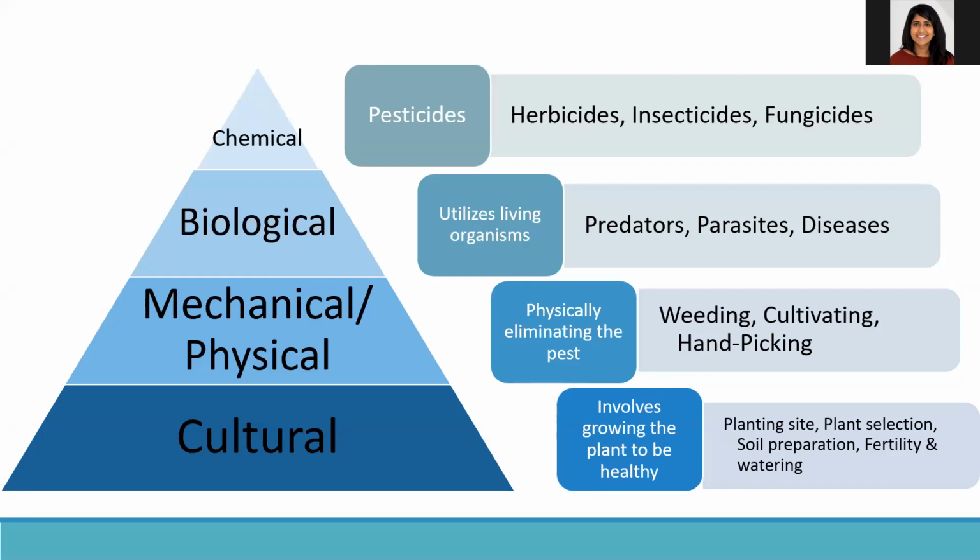So next we have physical or mechanical management. This involves physically eliminating the pests, so weeding, cultivating, hand picking the pest. Next, we have biological. Biological involves utilizing another living organism to manage the pest, using predators, parasites, or diseases.